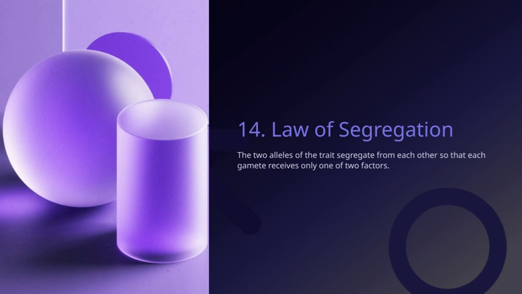This segregation ensures that when gametes fuse during fertilization, the offspring have a predictable combination of alleles. It's a key concept because it explains how genetic variation is maintained and passed down through generations. This segregation process is a cornerstone of Mendelian inheritance, helping us understand how traits are inherited in predictable patterns.